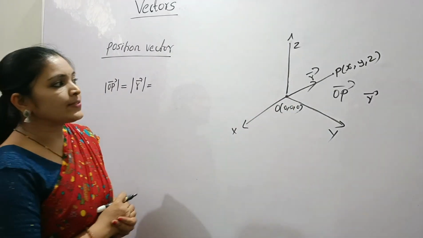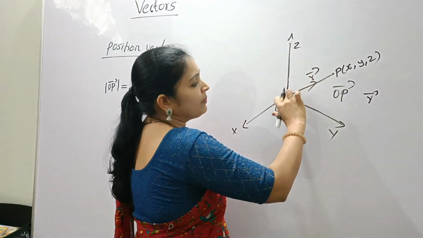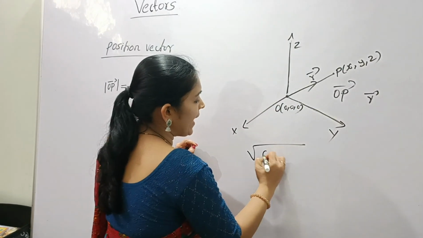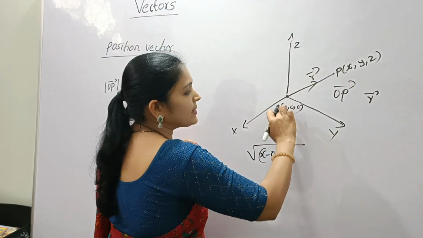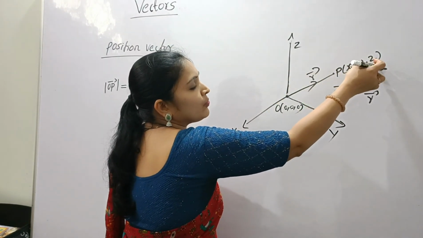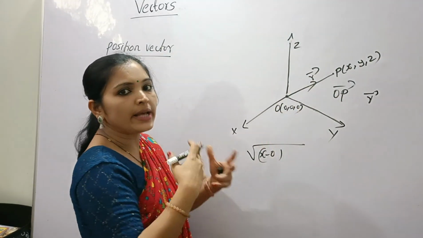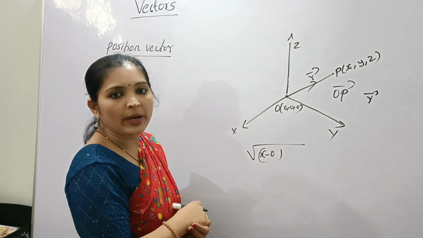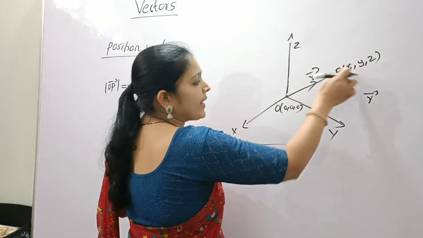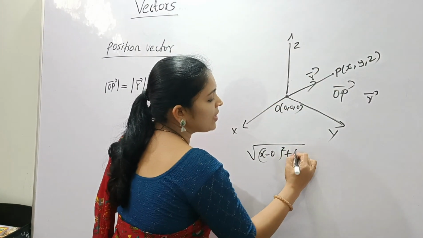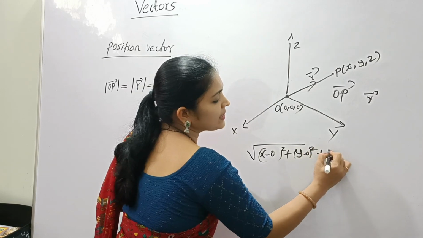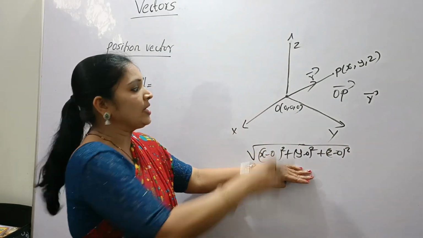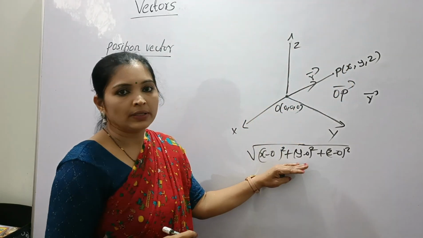What is the distance formula? If the points are x1, y1, z1 and x2, y2, z2, the distance is the square root of x2 minus x1 whole square plus y2 minus y1 whole square plus z2 minus z1 whole square, right? So here, x minus 0 whole square plus y minus 0 whole square plus z minus 0 whole square gives the distance between O and P.